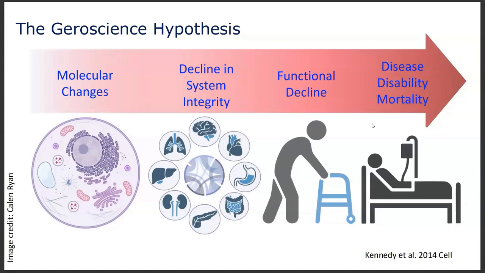So this is my sort of geroscience cartoon. Aging begins with this accumulation of molecular changes within the cell. It progresses toward a loss of the integrity and resilience capacity of tissues and organs, which in turn impair our function, make us sick, and kill us. And by intervening, either chemically or behaviorally, or as I'll suggest perhaps environmentally, to slow the accumulation of these molecular changes, we can delay or prevent the loss of system integrity and preserve health span longer for more people. That's the promise of geroscience.